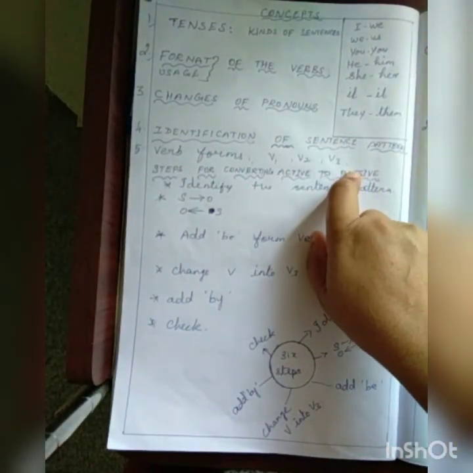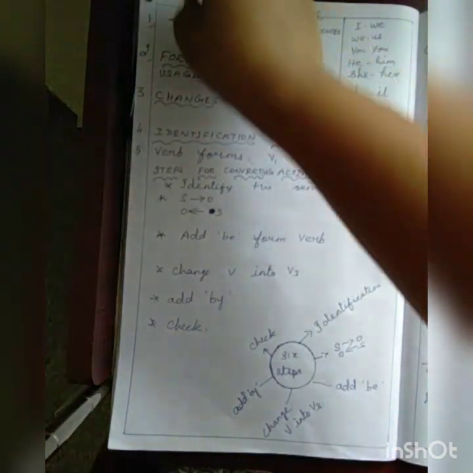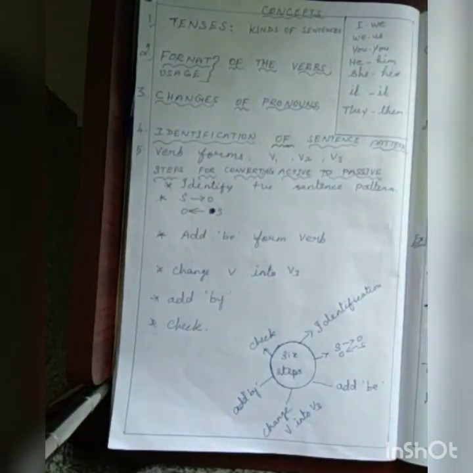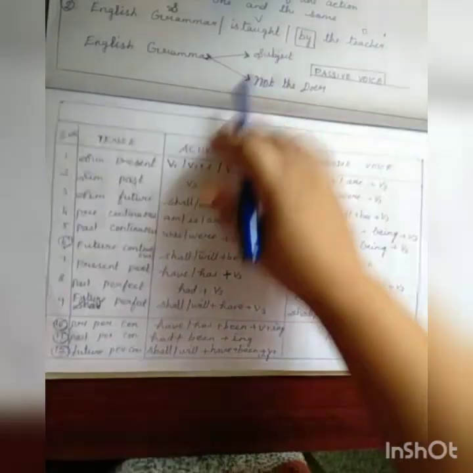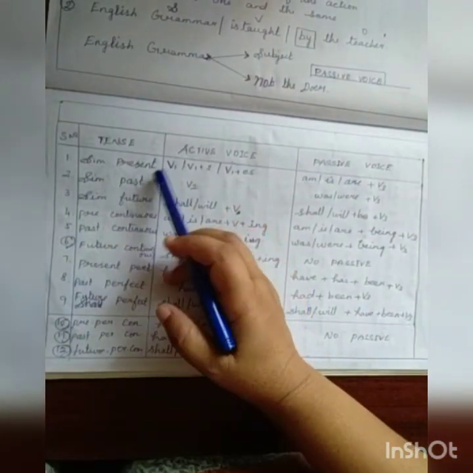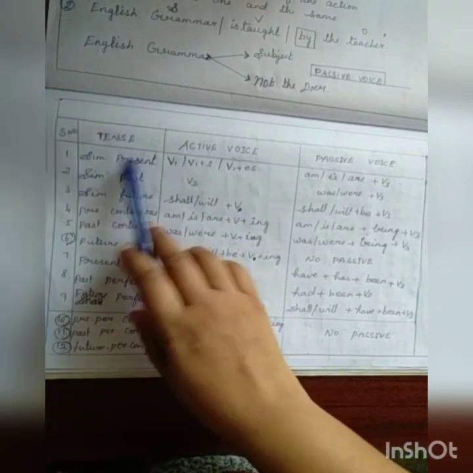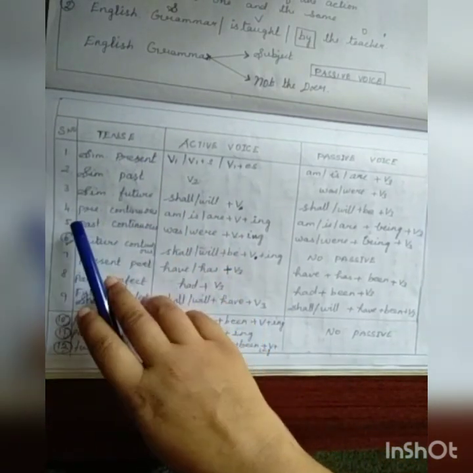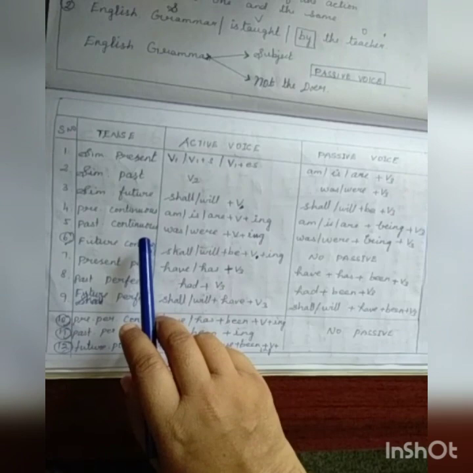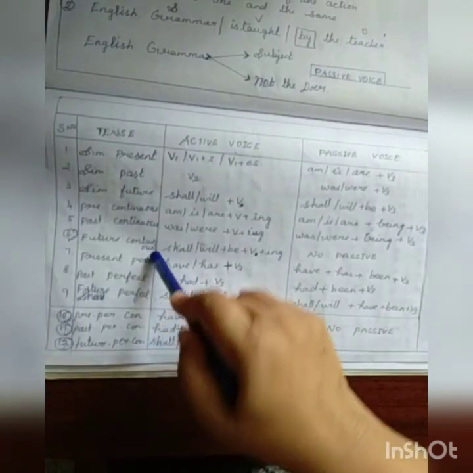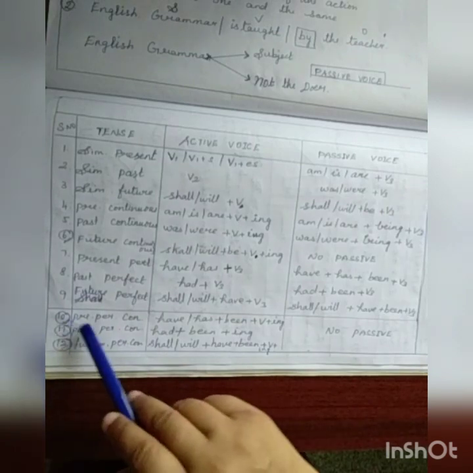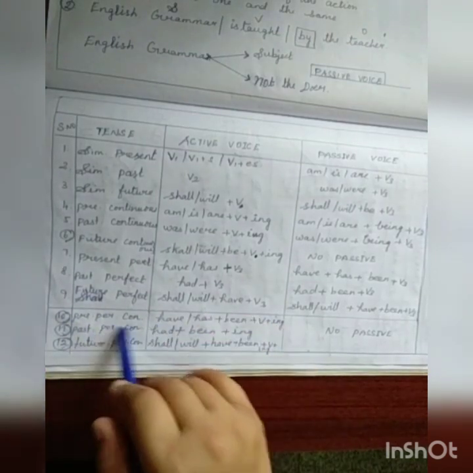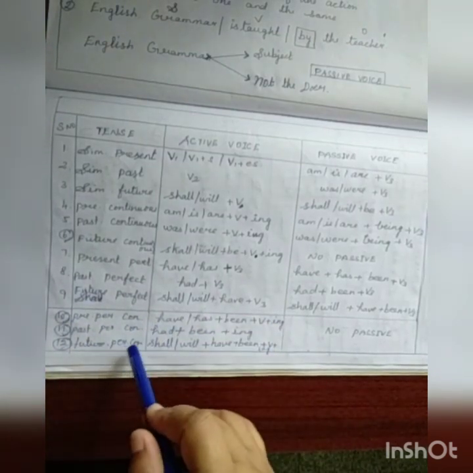Okay, let's see one by one. Tenses, you know all tenses. There are 12 tenses which are simple present, simple past, simple future, present continuous, past continuous, future continuous, present perfect, past perfect, future perfect, and present perfect continuous, past perfect continuous, future perfect continuous.